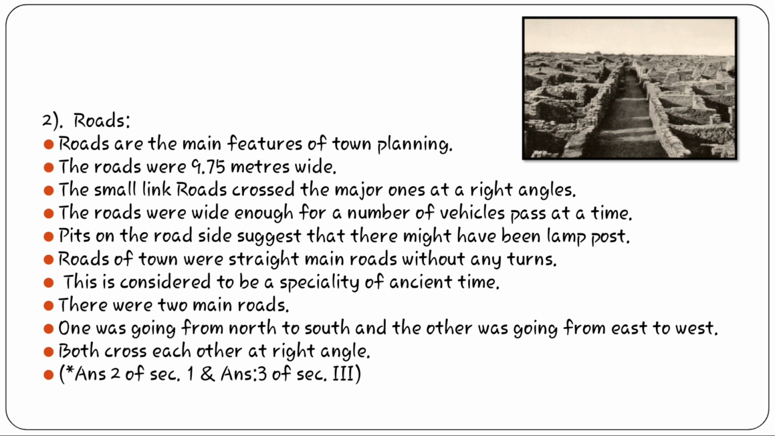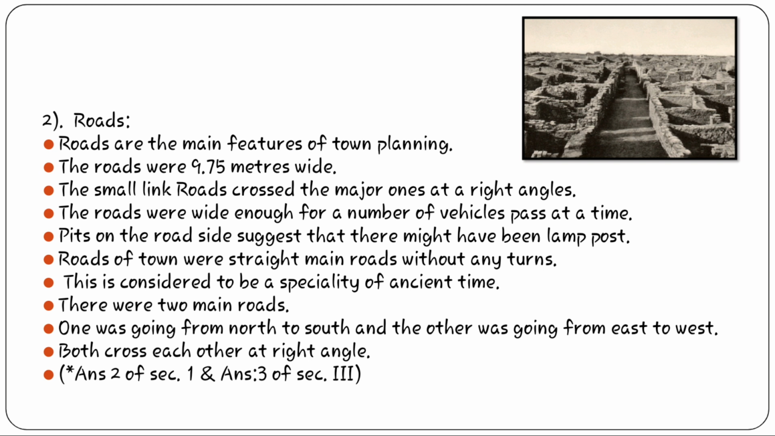Another one is roads. The roads were the main features of the ancient town planning system. The roads were about 9.75 meters wide. They were having small link roads. They crossed the major ones at right angles. The roads were wide enough for a number of vehicles to pass at a time. Pits on the roadside suggest that there might have been lamp posts.